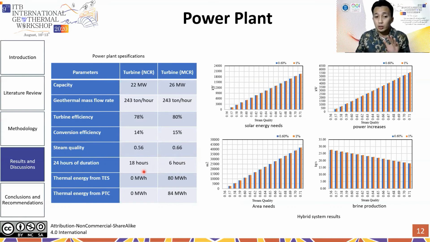And for the duration, 18 hours for the NCR, and 6 hours for the MCR. The thermal energy from the TES is 0 for the NCR, and 80 megawatt hour for the MCR. The thermal energy from the PTC will be 0 for the NCR and 84 megawatt hour for the MCR. NCR is the geothermal standalone condition, and MCR is the hybrid system operation. And this graphic shows the power increases while the steam quality increases too.